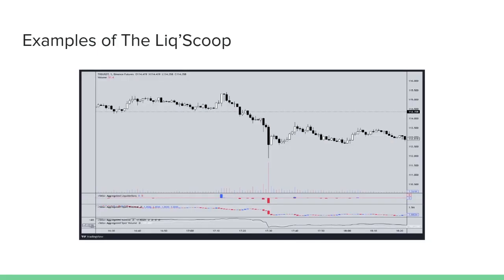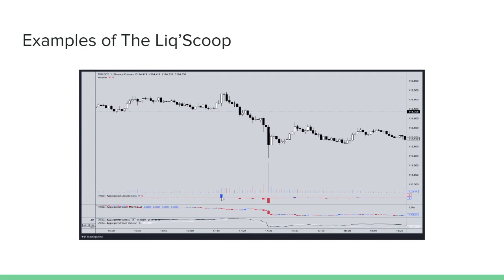Some examples of the liquidation scoop, which is what the lick scoop is short for. We have one really good one here, and then one that I would not necessarily be interested in just based on what I'm seeing here. So first off, obviously the histogram here at the bottom in the blue and red is our volume. Blue is buys, red is of course sells.